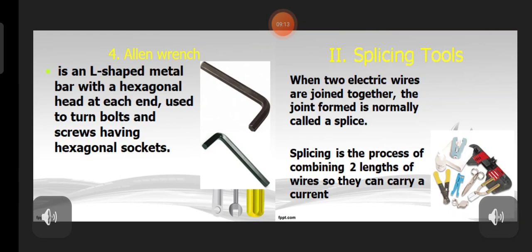The second category for basic hand tools is the splicing tools. When two electric wires are joined together, the joint form is normally called a splice. A good splice should not only be mechanically secure, it must also form an electrical connection which is just as efficient a conductor as the wire itself.